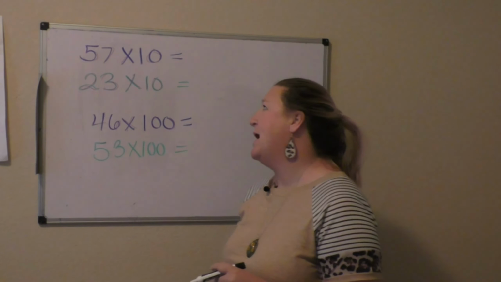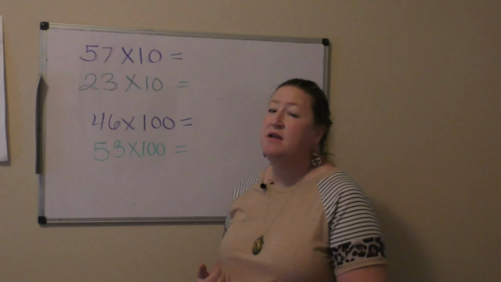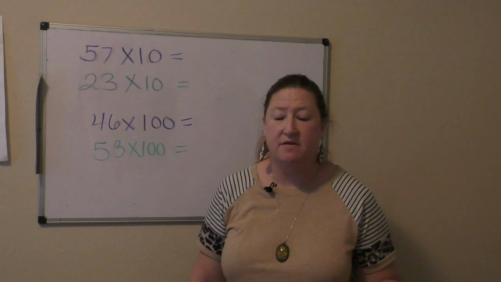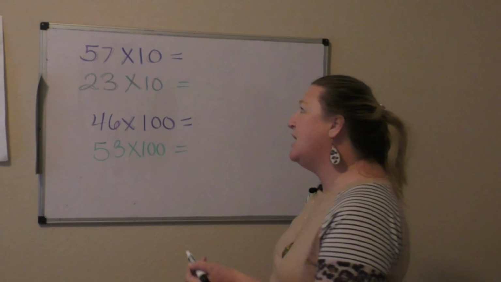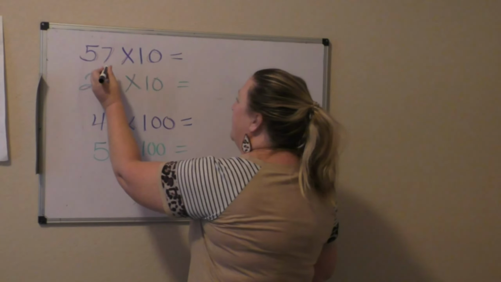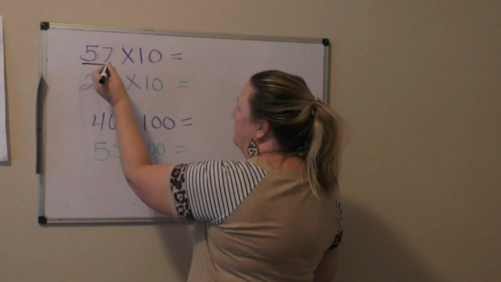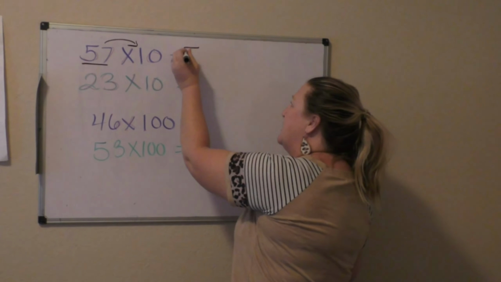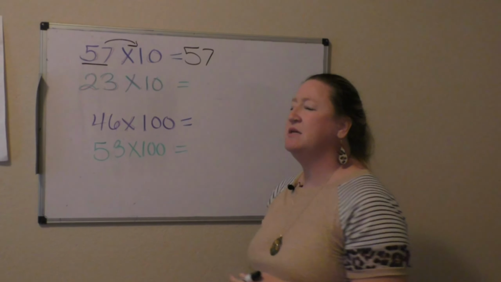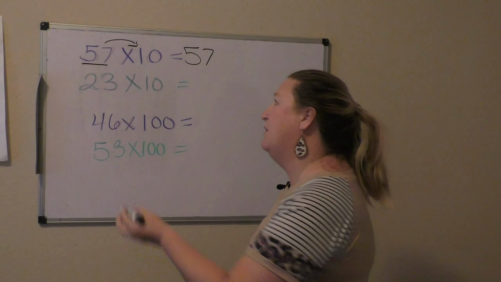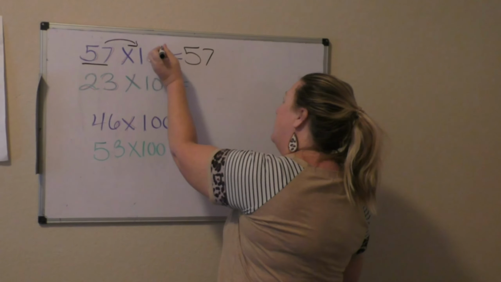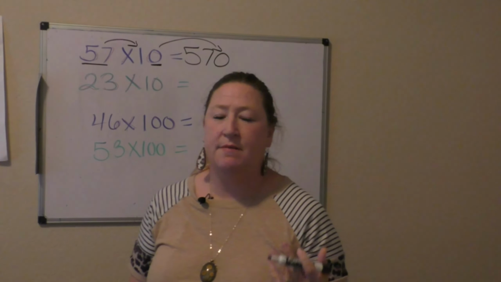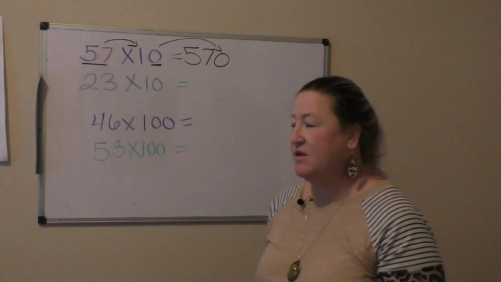Going to talk about how we multiply by 10 and by 100. So if I wanted to say 57 and I want to multiply that by 10, I look at my 57 and I know that 57 times 1 stays 57. And because I'm multiplying it by 10, I take my 0 and I add it. So 57 multiplied by 10 is 570.